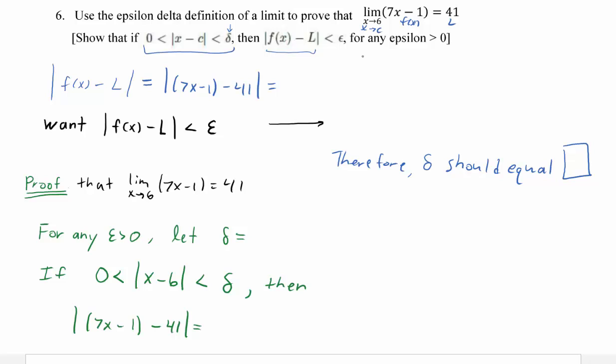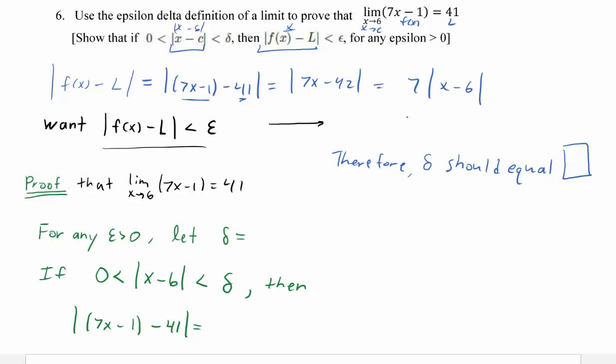In order to prove this, first we need to establish a connection between our two absolute values. So we'll start off with the second one. The function is 7x minus 1. We subtract the limit 41, and so we end up getting the absolute value of 7x minus 1 minus 41, negative 42. We can factor out a 7, and we get 7 times the absolute value of x minus 6. So now I see the connection here with the absolute value of x minus 6. But what we want to establish is that this is less than epsilon. So we want 7 times the absolute value of x minus 6 less than epsilon.